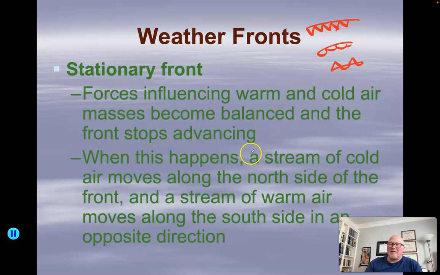When this happens, you get cold air along the north side of a front, and you get warm air on the opposite side, and it's going to stay that way. If you have a stationary front, you're going to end up with essentially the same kind of thing that happens when a warm front advances. Only this way, the two are getting stuck next to each other, and so you end up with a long band of rain that's going to last for quite some time.